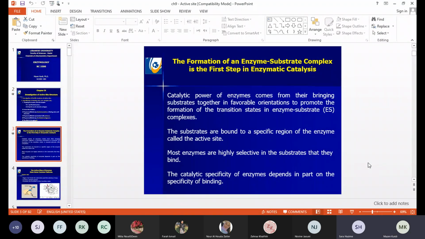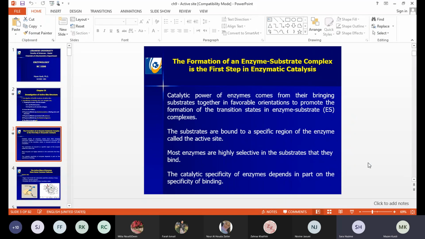So keep in mind that in the enzyme catalyzed reaction, you have an important step, which is the formation of the enzyme substrate complex, the first step in any enzyme catalyzed reaction. The catalytic power of enzymes comes from their bringing substrate together in a favorable orientation to promote the formation of the transition state in the ES complex. So ES, a transition state. This is very important in any enzyme catalyzed reaction.